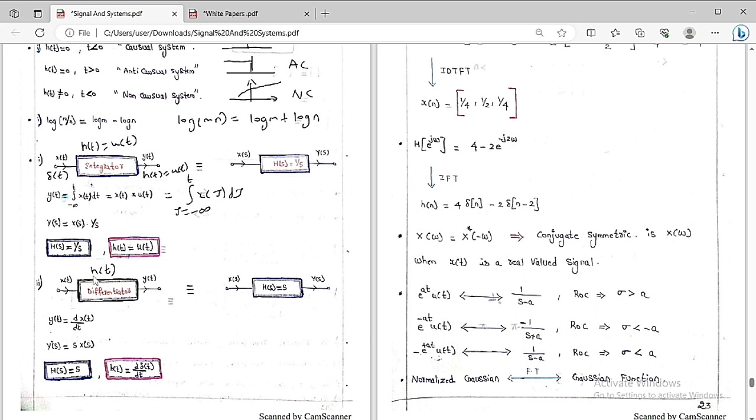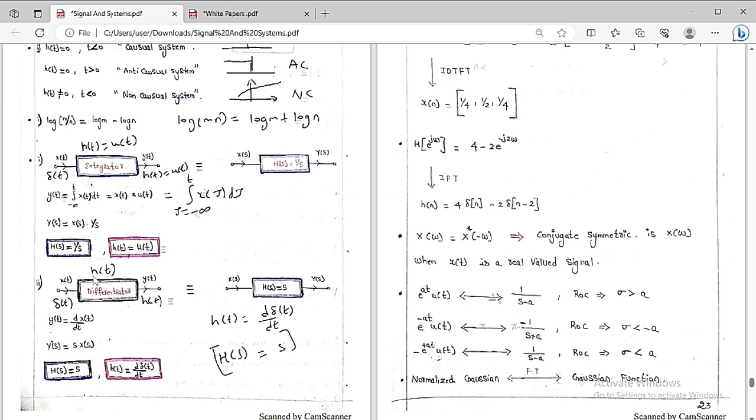H of t, how are we going to get it? Very simple, right? Suppose the input is delta of t, then what is the output h of t? So h of t is equal to d by dt of delta of t. Now if you apply the Laplace transform, then what are we going to get? H of s is equal to s into delta of s. Delta of s is nothing but the impulse, which is 1. So h of s you are going to get is 1.